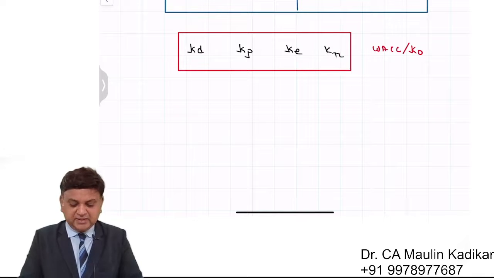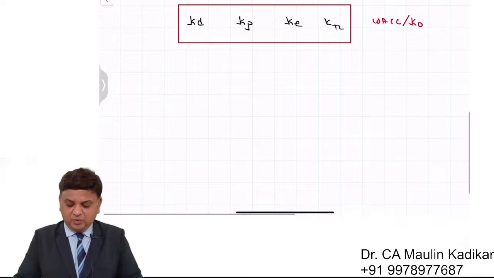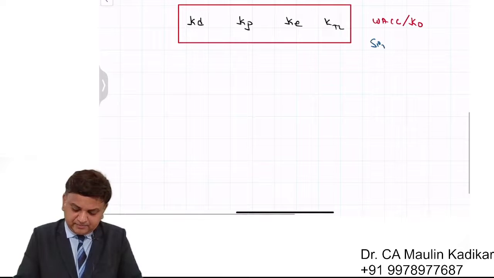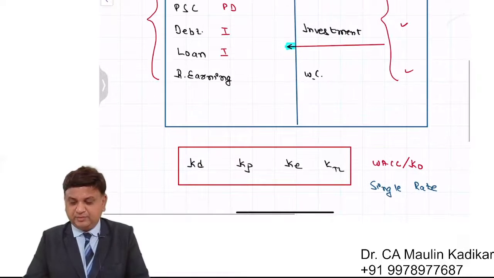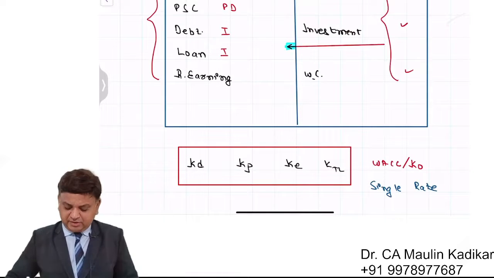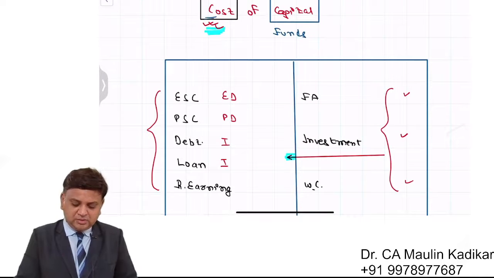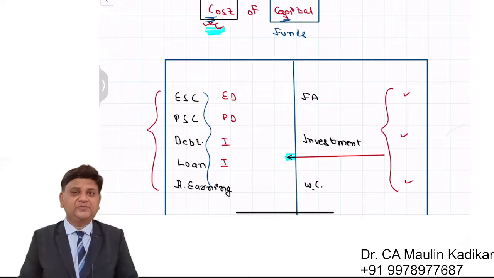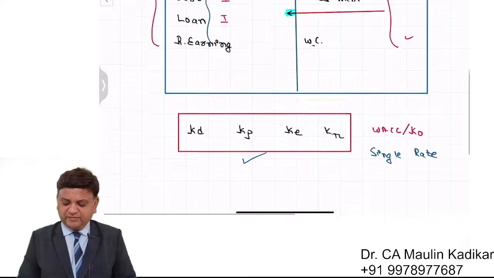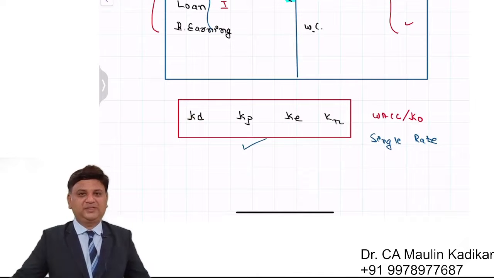I repeat, we are going to understand what is that single rate at which we are supposed to earn from the business in order to give return to all my fund providers. And that is what we understand as cost of capital. Capital means all this, that is the funds. This is what we are going to learn in the chapter.